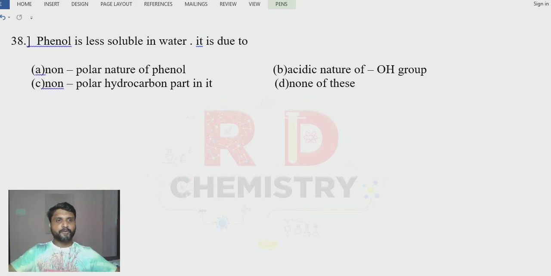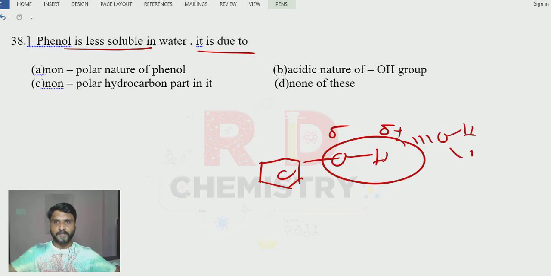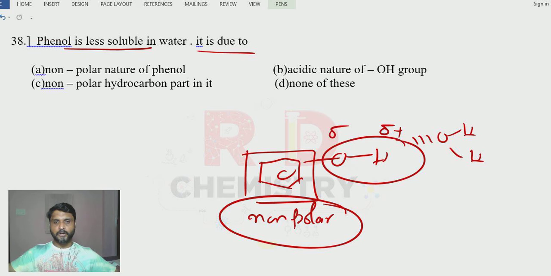Question number 38. Phenol is less soluble in water. This is due to... Now, phenol structure is benzene attached to the OH group. Correct. And this is polar in nature. OH is polar in nature, delta plus and delta minus, which can form hydrogen bond with the water molecule. Correct. Okay. But this aromatic group, benzene, is non-polar. It cannot form hydrogen bonding with the water molecule generally. As the non-polar groups increase, the solubility generally decreases. Therefore, the answer is option number C, non-polar hydrocarbon part in it. Right.